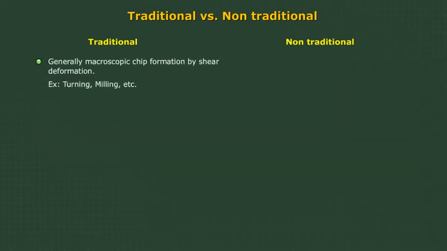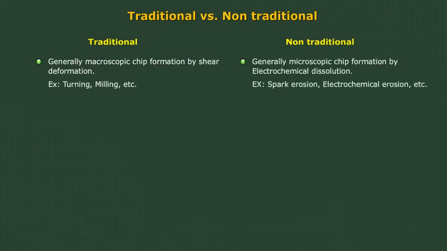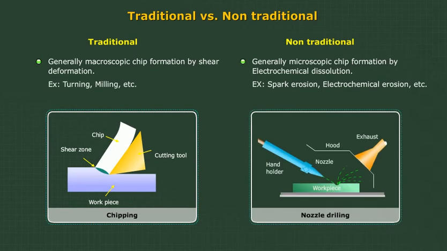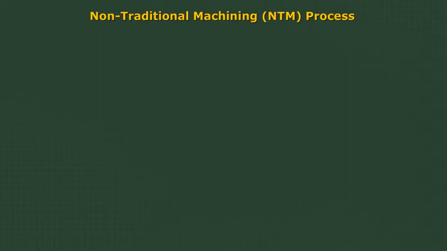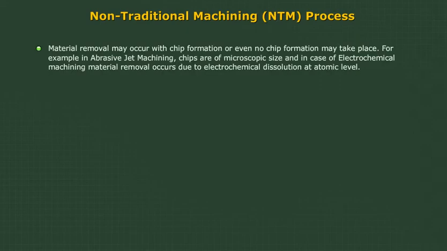Generally, macroscopic chip formation by shear deformation. Example, turning, milling, etc. Generally, microscopic chip formation by electrochemical dissolution. Example, spark erosion, electrochemical erosion, etc. Non-traditional machining process, NTM process. Material removal may occur with chip formation, or even no chip formation may take place. For example, in abrasive jet machining, chips are of microscopic size, and in case of electrochemical machining, material removal occurs due to electrochemical dissolution at atomic level.